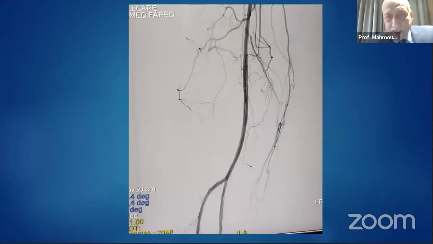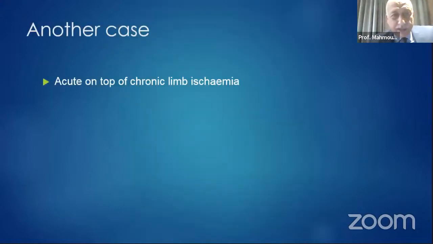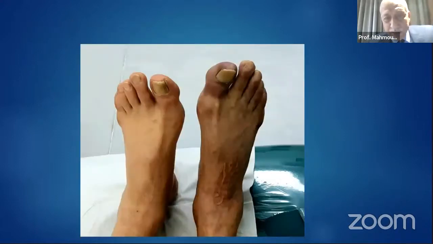and this is the final result. We have very good popliteal and anterior tibial and peroneal. We had at least two vessels. We could not revascularize the posterior tibial. Another case, acute on top of chronic ischemia.